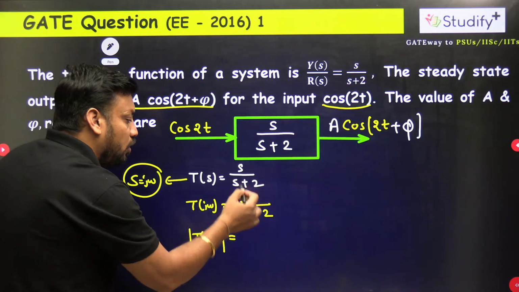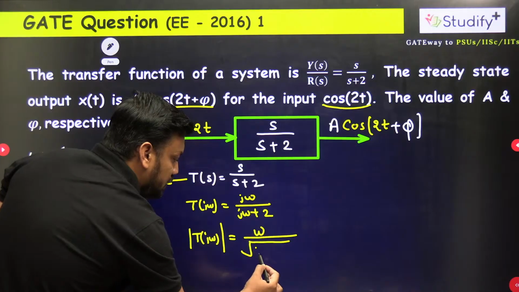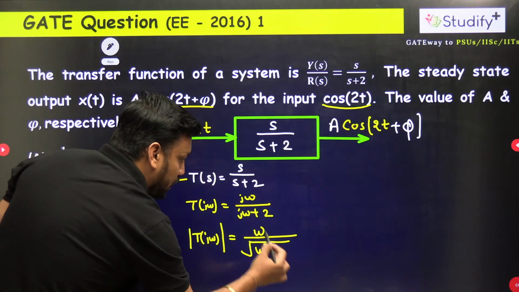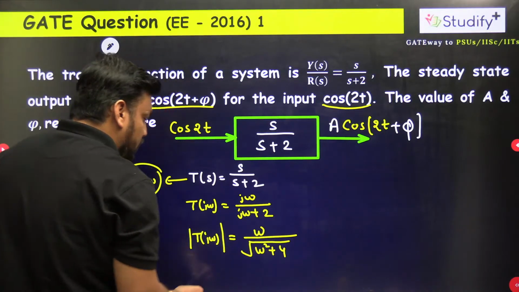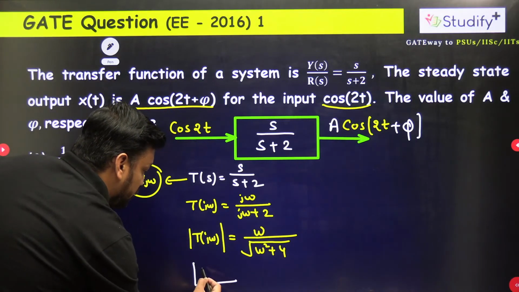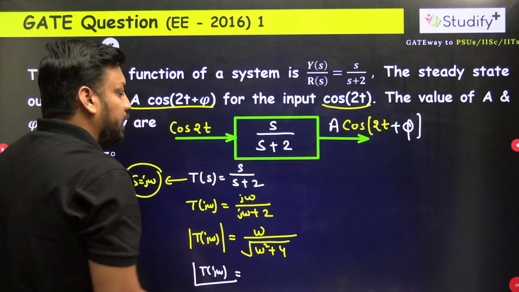So under root of omega square means it is omega only. And here, under root of imaginary part square plus real part square, omega square and 2 ka whole square, 4. Now student, this is my equation number 1, magnitude, and this is my equation number 2, that is angle of Gj omega. What is the angle of J omega?